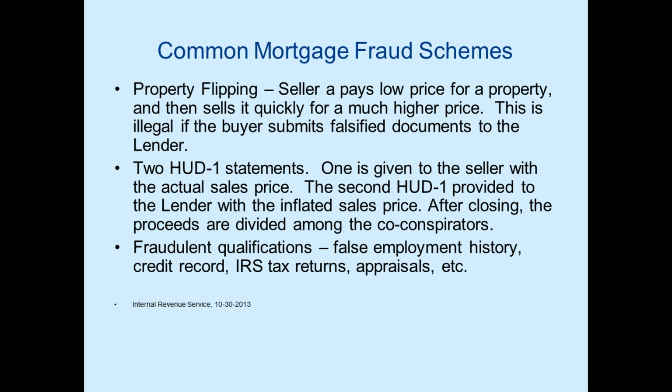Another scheme is where there are 2 HUD-1 statements. One is given to the seller, having the actual sales price. A second one is produced at the same time that is given to the lender with the inflated sale price. And then the proceeds from getting the loan with the inflated sale price are divided among the co-conspirators. Another scheme is fraudulent qualifications, employment history, credit report, IRS tax returns, appraisals, and so on.